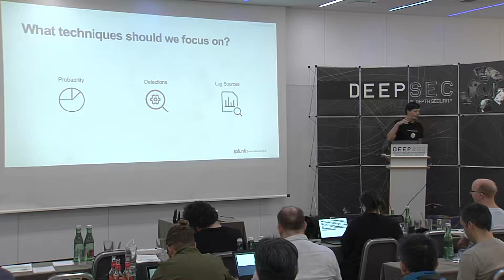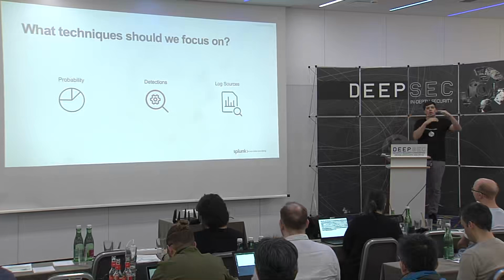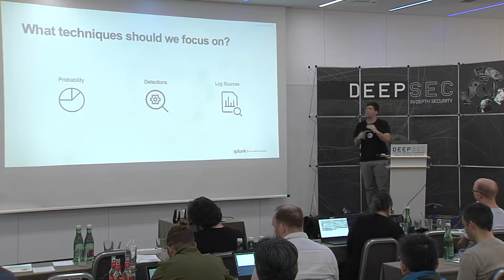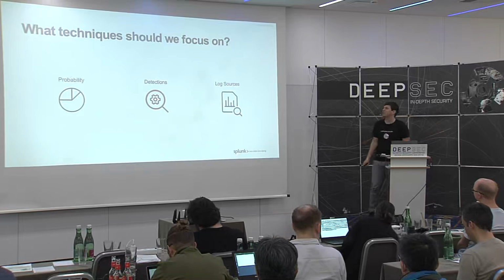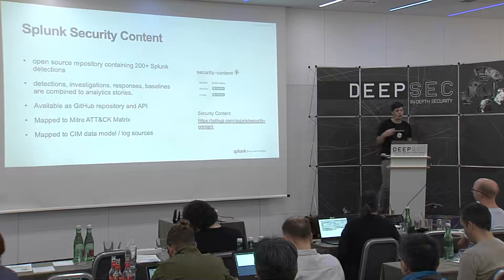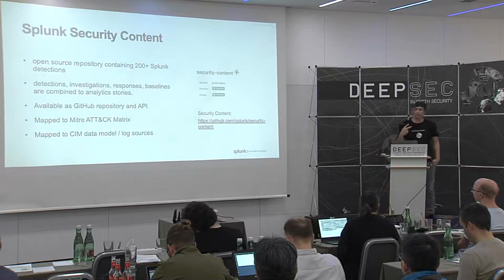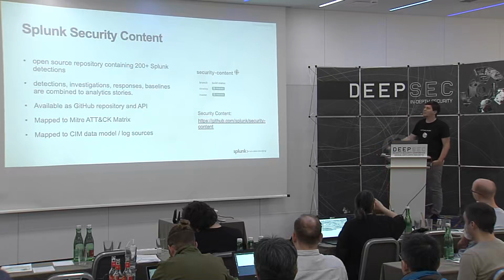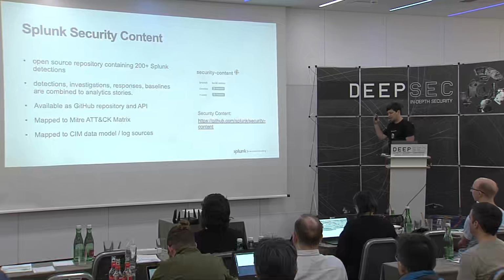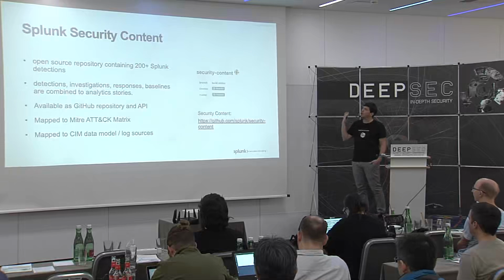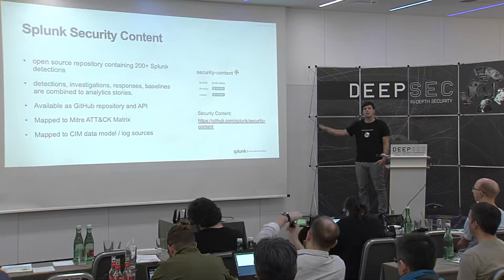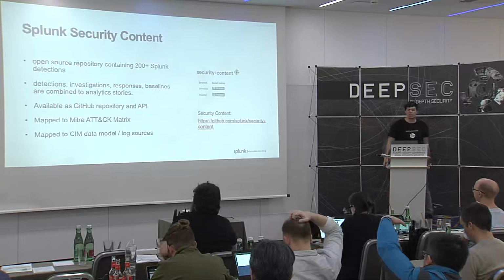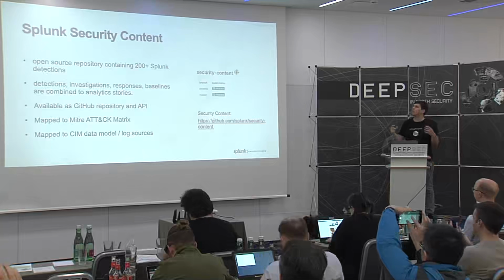Let's go to detections. We found out our priority list of techniques where we want to focus first. So now we want to find some detections. I want to introduce you to 2 projects. One is, of course, our own project, the Security Content. We have more than 200 Splunk detections in there. It's open source. You can download and use it as you want. It's completely free.